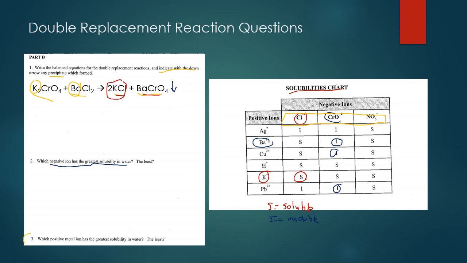Number 3 is very similar, except this time it's asking for which positive metal ion. So now you're going to look at all of these possible ions here with the positive charges and then follow them across. So which one of these positive cations has the most S's? The one that has the most S's will be the greatest solubility in water. The one that has the most I's, or the least S's, will be the least soluble. If you have more than one, label both, because you might have two cations, two metals, that have all S's. So you would list both of them as having the greatest solubility in water.